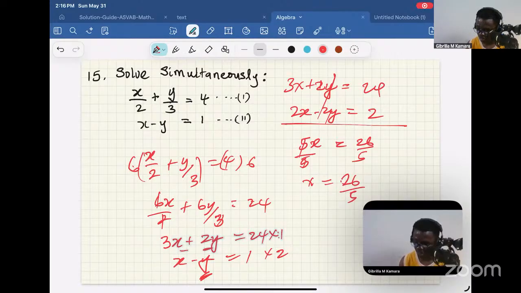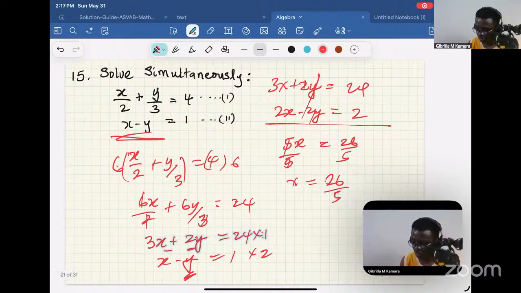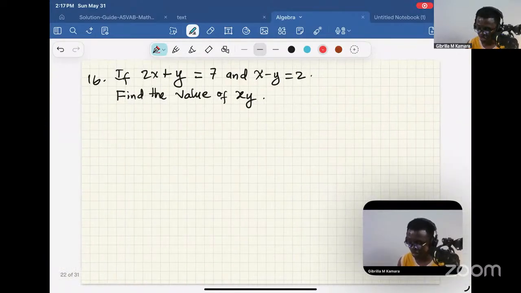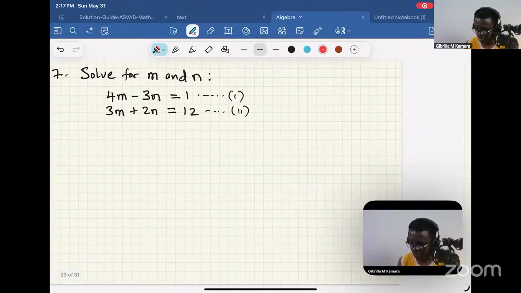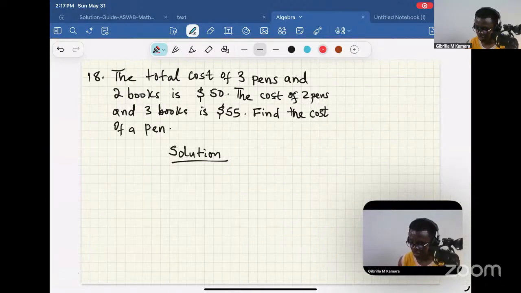Then once you get this, you can solve for y using this equation. Easy. This again is more like the same simultaneous equations. This is one problem leading to simultaneous equations.